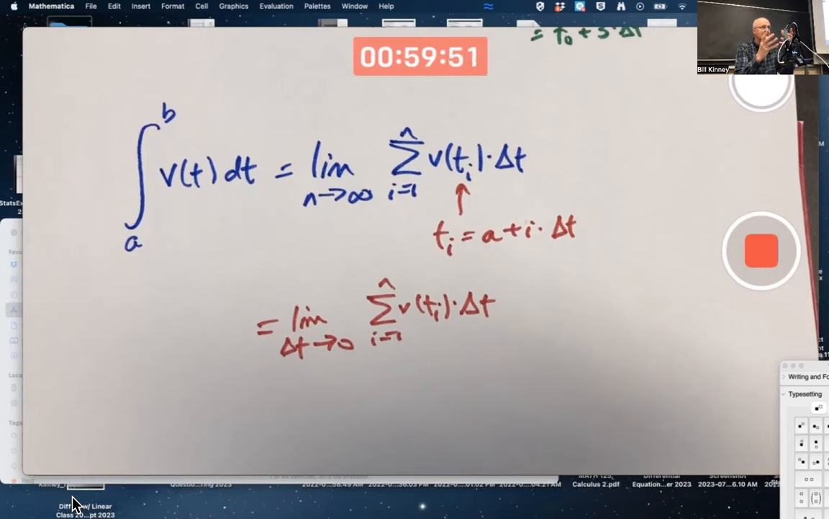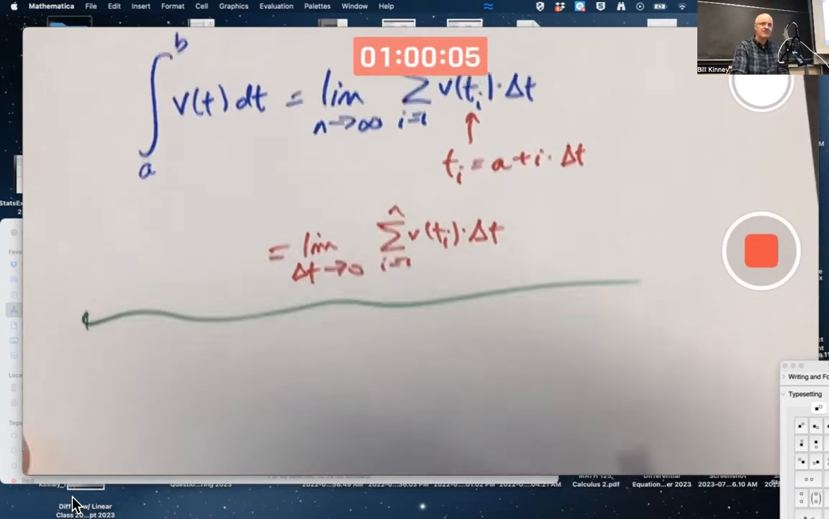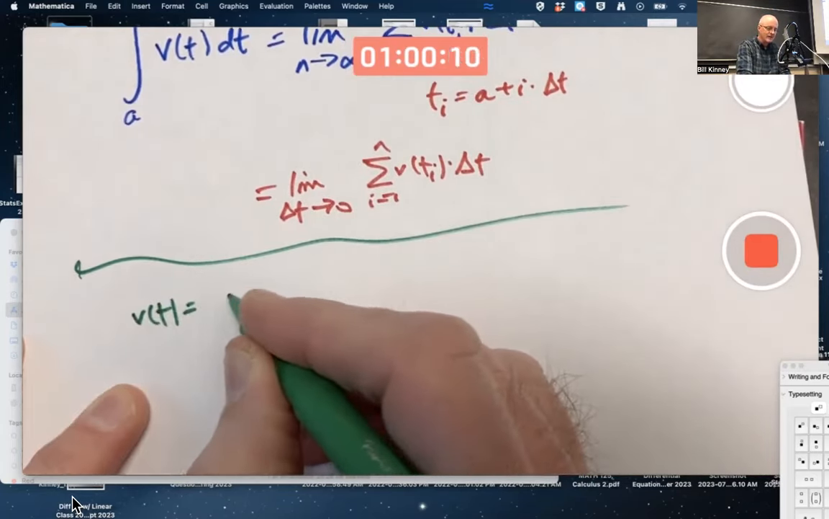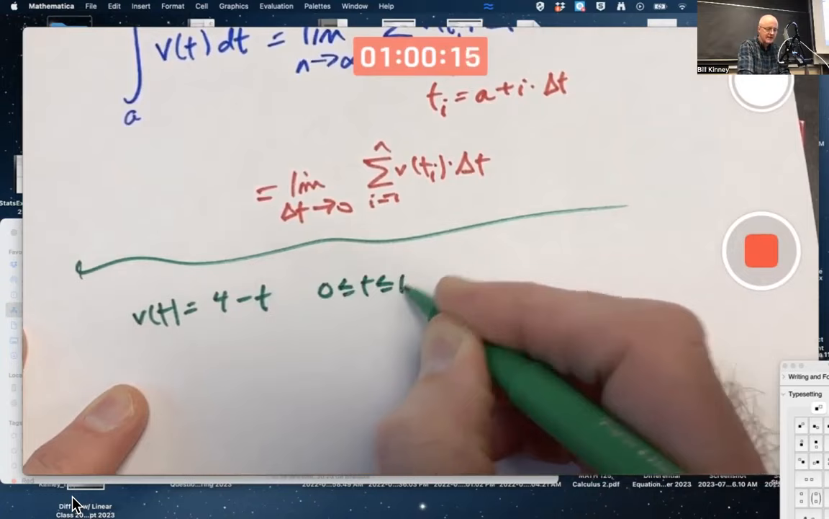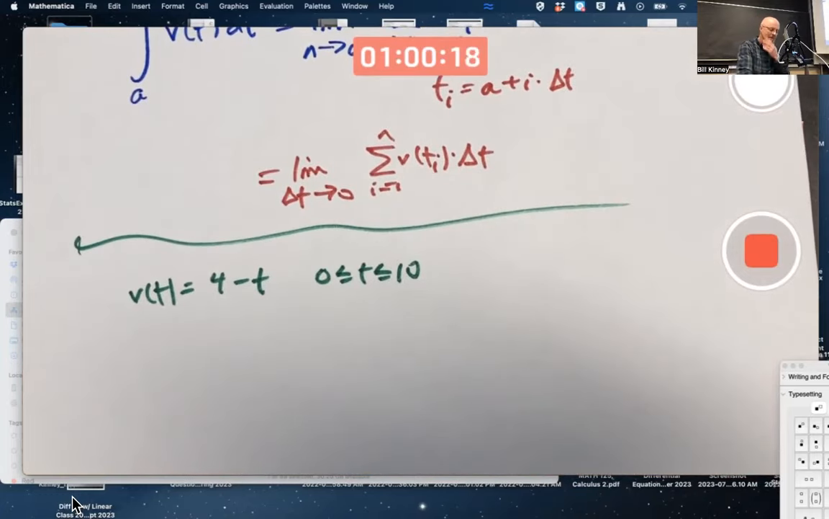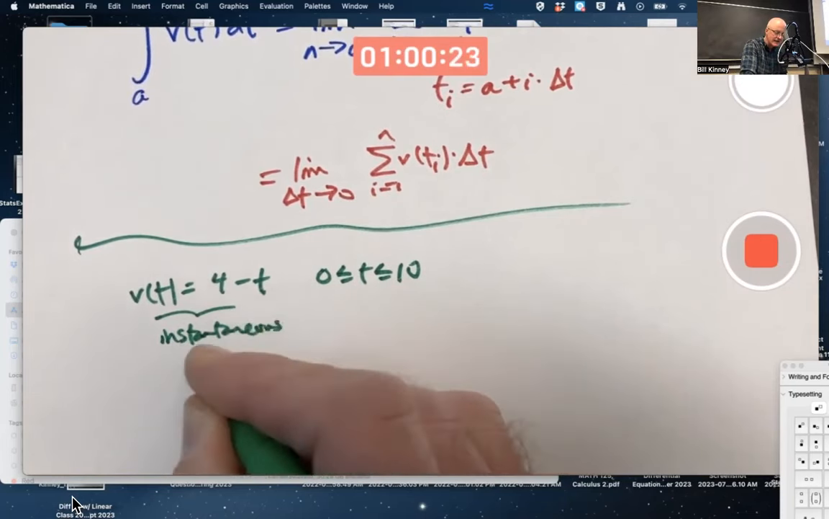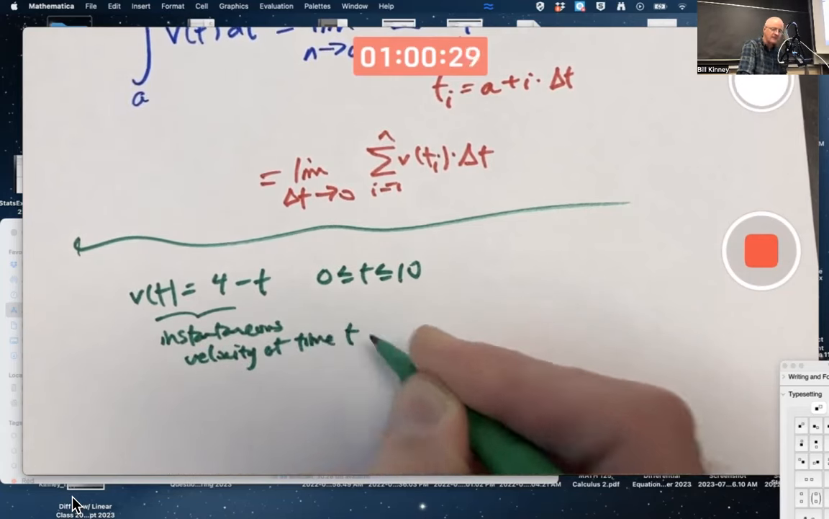In the last few minutes, I think it's worthwhile to mention one other thing here. How do you deal with velocities that can be negative? Oh, let's say like v of t is 4 minus t over the interval from 0 to 10. This is the instantaneous velocity at time t, say in meters per second.